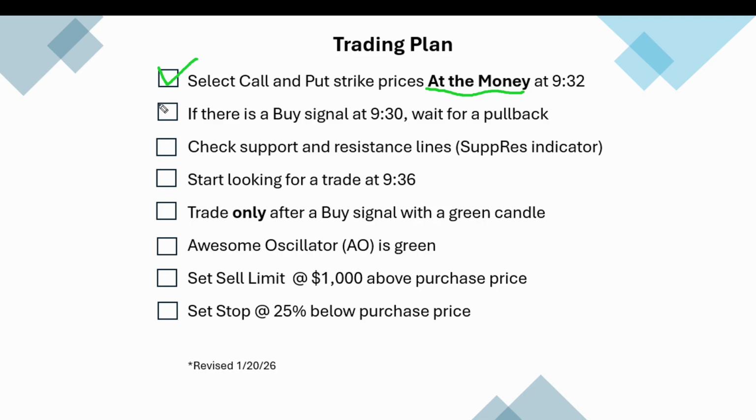Okay, if there is a buy signal at 9:30, I wait for a pullback because the first 5 minutes of the trading day are so volatile, you really shouldn't do anything during that time. Then I check support and resistance lines, and I do this with an indicator called suppress indicator. If this is not on Thinkorswim, you could always go into ThinkScript, like I did with UT Bot Alerts, in order to find it.